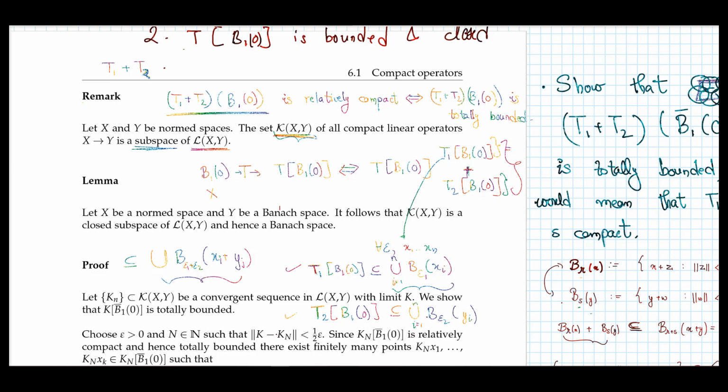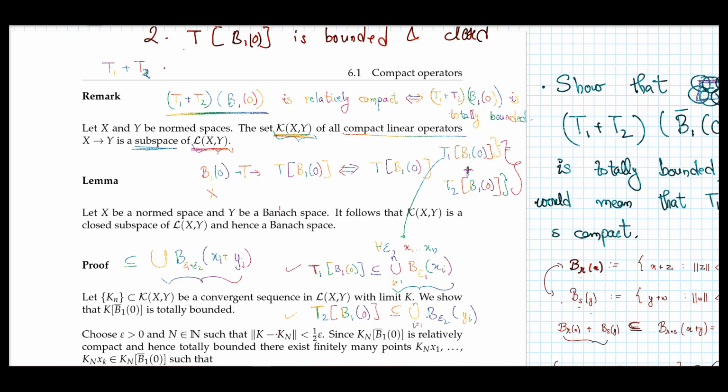Today we're going to discuss some properties of compact operators, and I would like to jump straight into the first remark, which is: let X and Y be normed spaces. The set K(X,Y) of all compact linear operators from X to Y is a subspace of L(X,Y).